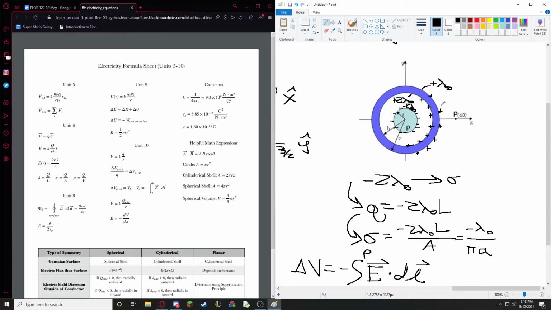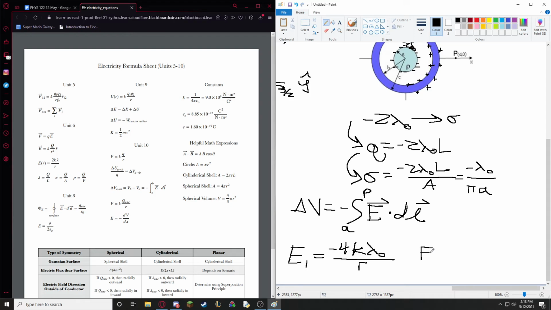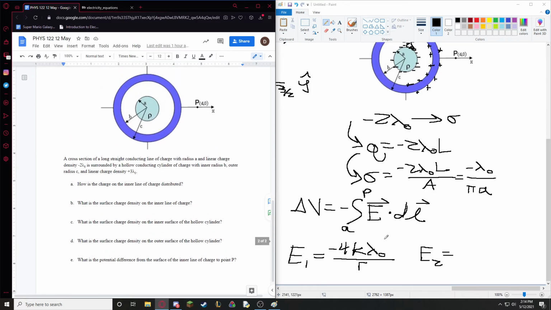And so what's our electric field outside between C and D? We'll call that E2. What's our total enclosed charge? It's positive 1 lambda naught. So then our electric field is going to be plus 2k 1 lambda naught over R.